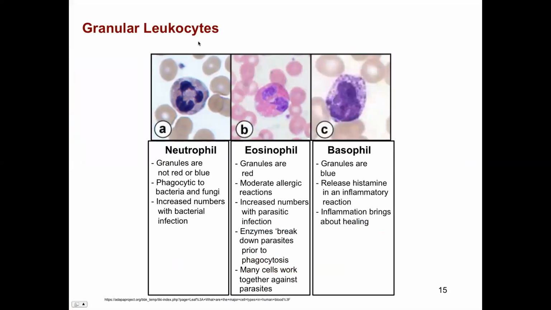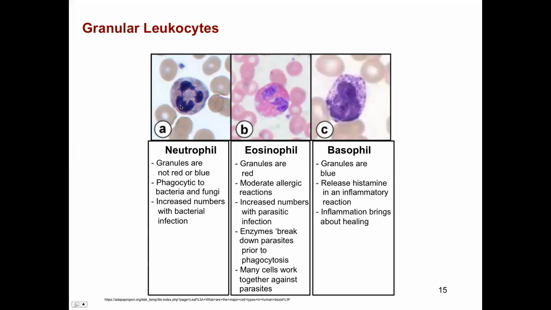Okay, now let's look at the granular cells. Here we have the neutrophils, eosinophils, and basophils. And remember, in lab, you must be able to identify these, okay? Now, neutrophils, how can you spot those? Well, they don't have granules that will tell you, but their nucleus is usually in several lobes, all right?